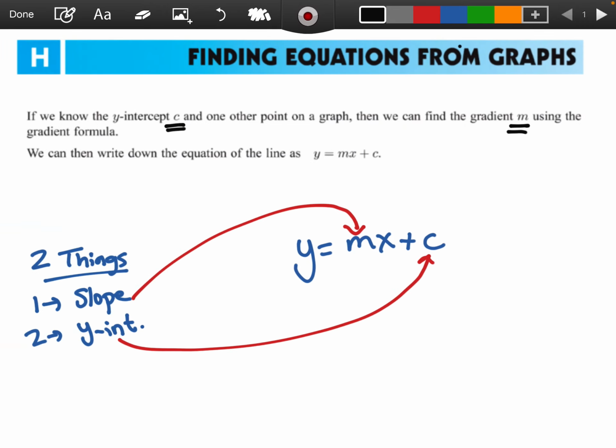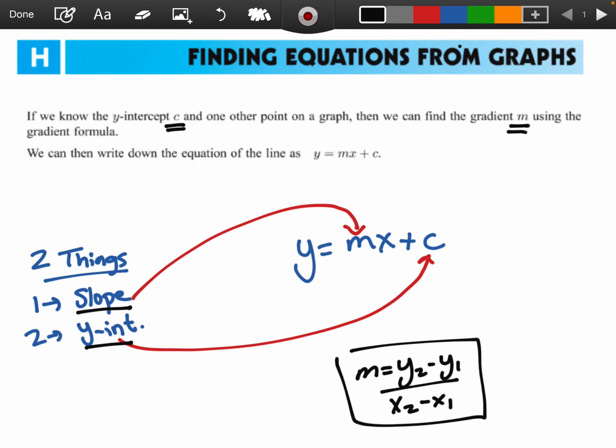So to recap, you need to know 2 things. You need to know slope and you need to know y-intercept. You can figure out slope using the equation m equals y2 minus y1 over x2 minus x1, provided you know 2 points, which will be given to you on the graph. And then you need to identify the y-intercept. Plug them into your equation in the 2 spaces available for you, and that's it.